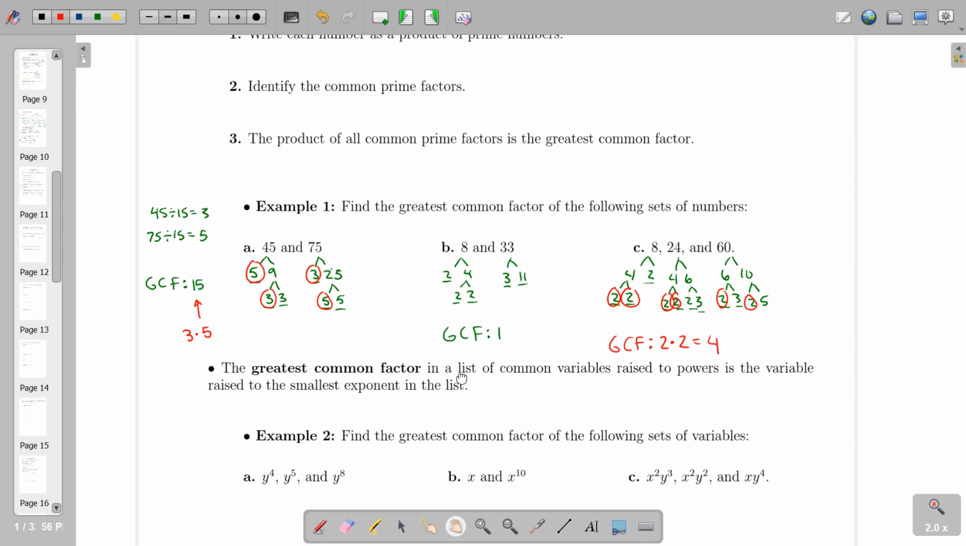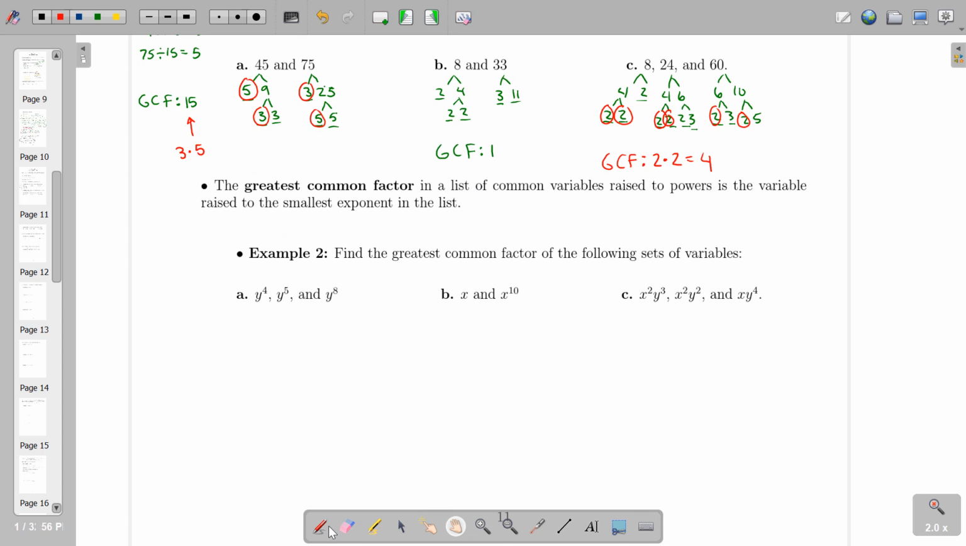Okay, now we can do the same thing with variables. So when we're looking at variables, the greatest common factor is the same idea. What could I divide all of them evenly by? Which is a little bit less intuitive maybe than when we're talking about that with numbers. So maybe think of it this way. We have y to the 4th, y to the 5th, y to the 8th.